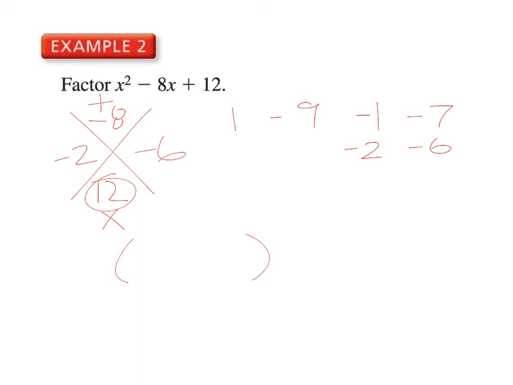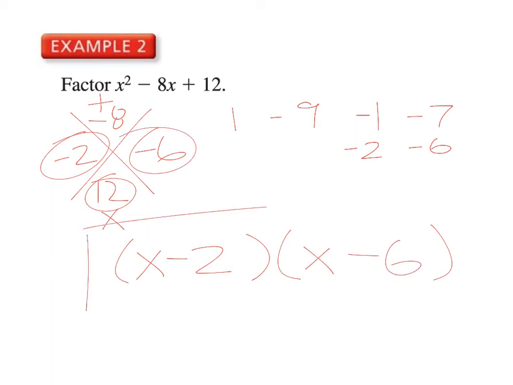Now it's as simple as writing out parentheses, start off with the variable, and then my first number is negative 2, my second is negative 6. I am done. As simple as that. That's how you factor.